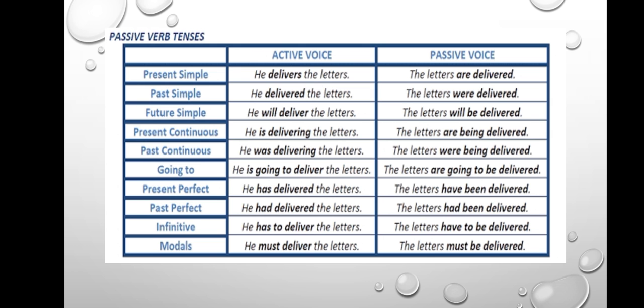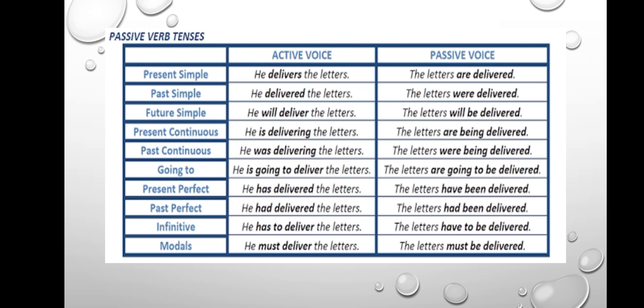Infinitive. What is infinitive? To plus verb first form is called infinitive. He has to deliver the letters. So here to plus verb deliver is called the infinitive form of the verb. He has to deliver the letters. The verb has is as per the subject he, but the letters is the plural subject. That's why we need to take have here. The letters have to be delivered.